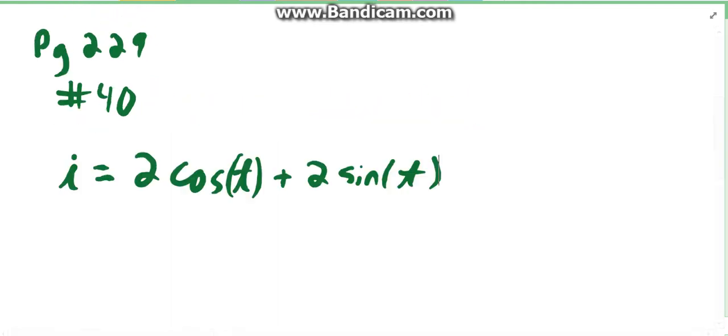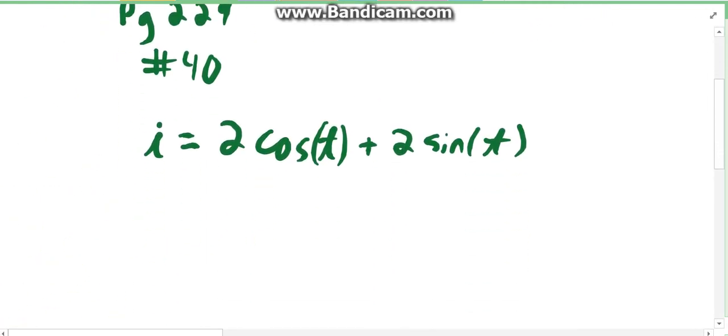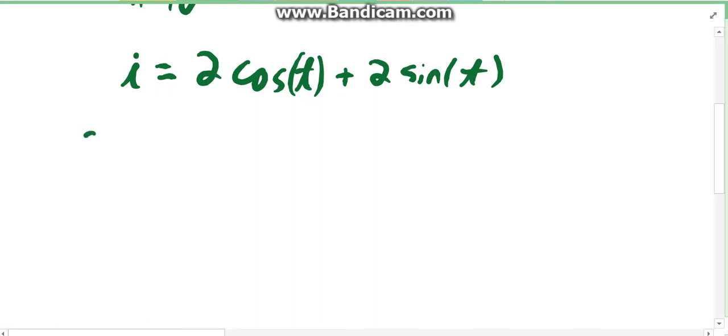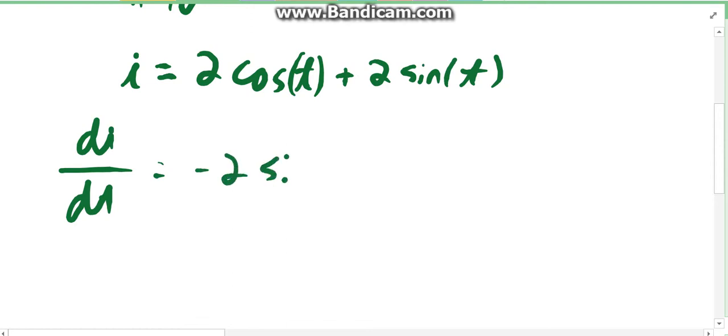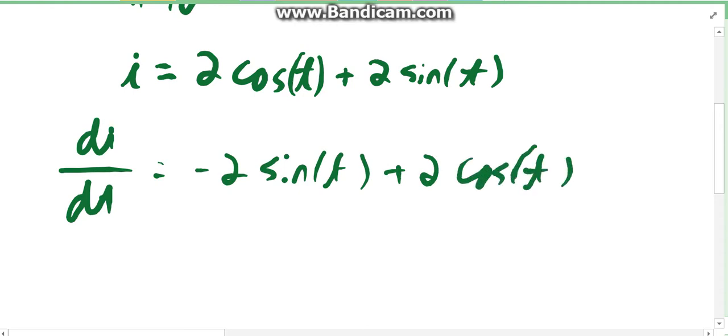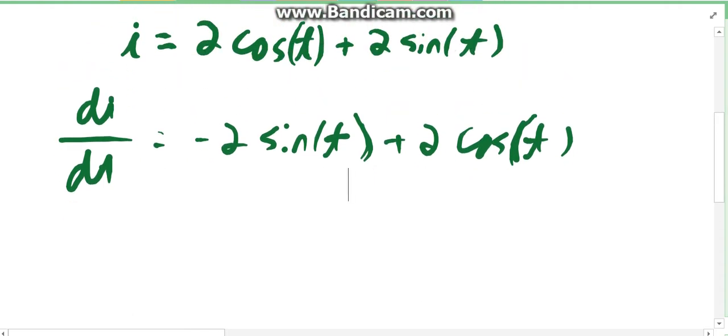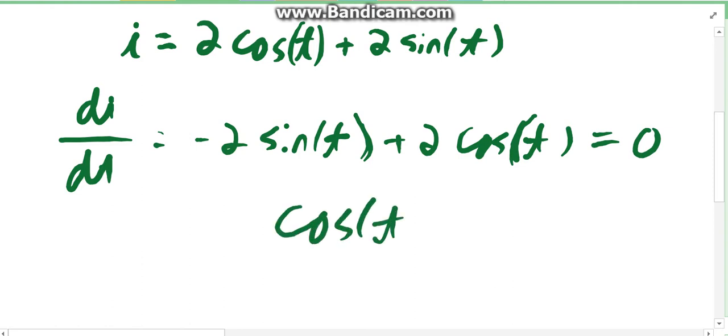So, di dt is equal to negative 2 sine t. Yeah, plus 2 cosine t. Very good. Okay? That's our derivative, and we just want to know, where is that going to be 0? Well, it's going to be 0 when cosine t equals sine t.